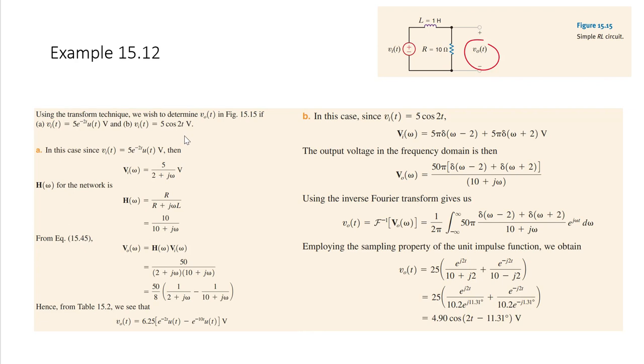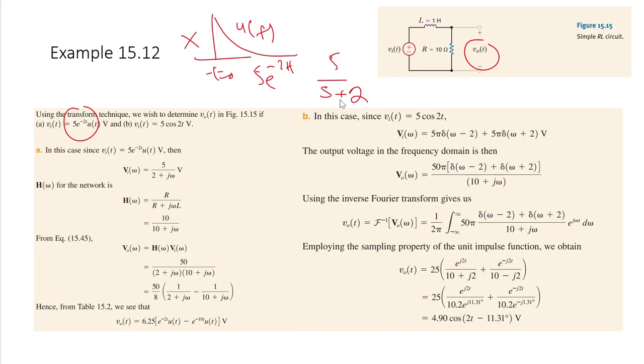If the input voltage is 5 e^(-2t) u(t) and 5 cos(omega t). So the first one is a 5 e power minus 2t, and before t equal to 0 there is no signal. That's why it is a u of t multiplication. So the Fourier transform of this, just like Laplace transform, 5 e power minus 2t will have a Laplace transform of 5 divided by s plus 2. So replace s by j omega. 5 over j omega plus 2 is this thing.